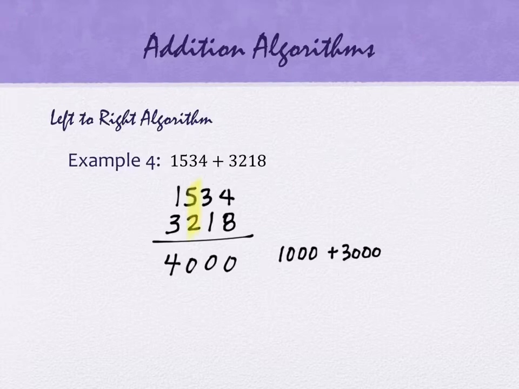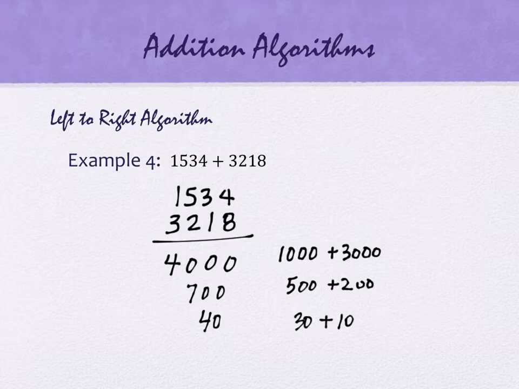And then I move over and I do the same thing. I have the 5 and the 2. So that would be 7. So I have 700. And again, that's because I'm really looking at 500 and 200. Move over again, 3 and 1. So that's 4, and that's 40. So this is 30 plus 10, right?